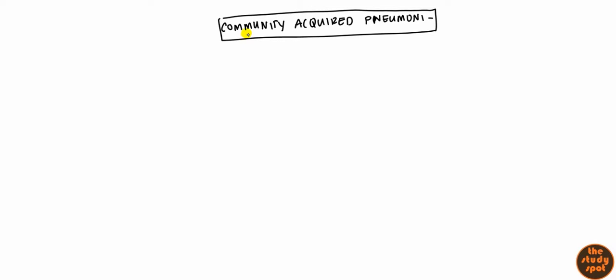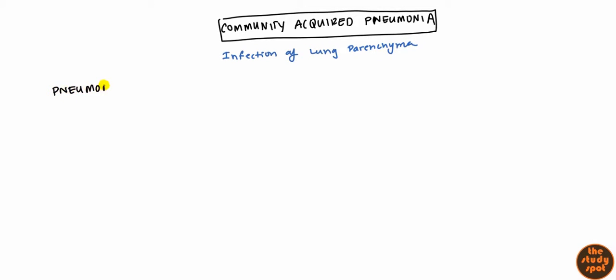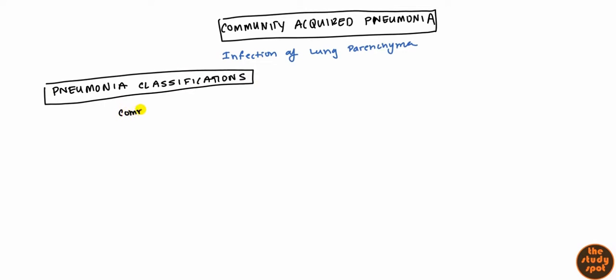We're going to be looking today at community-acquired pneumonia. So let's go ahead and begin with the definition of community-acquired pneumonia. Pneumonia in general is infection of the lung parenchyma. Now, there are several different ways to classify pneumonia, and currently it's grouped into three broad groups.